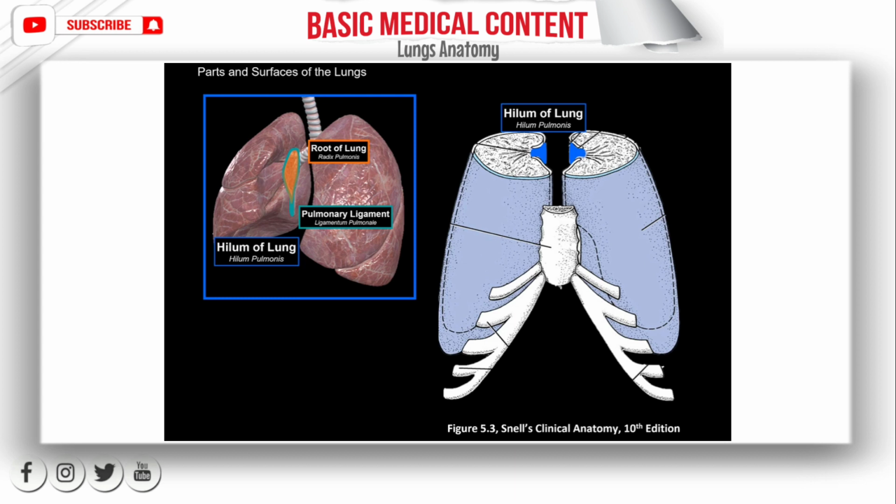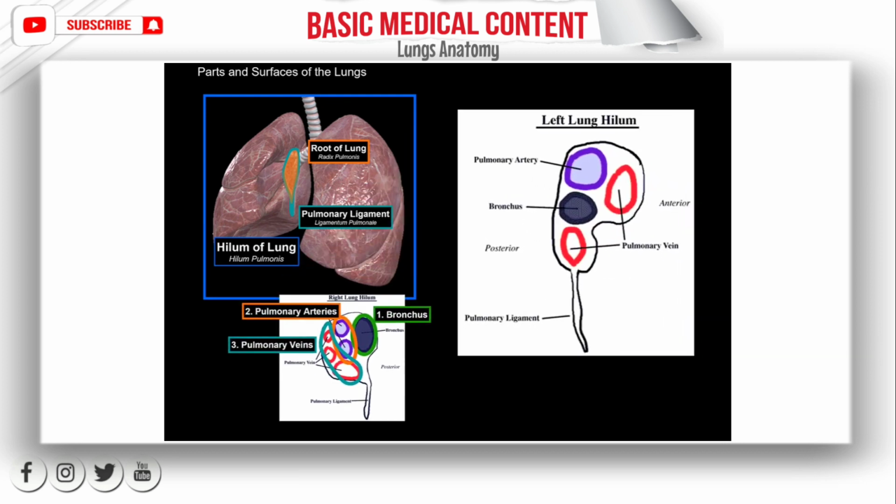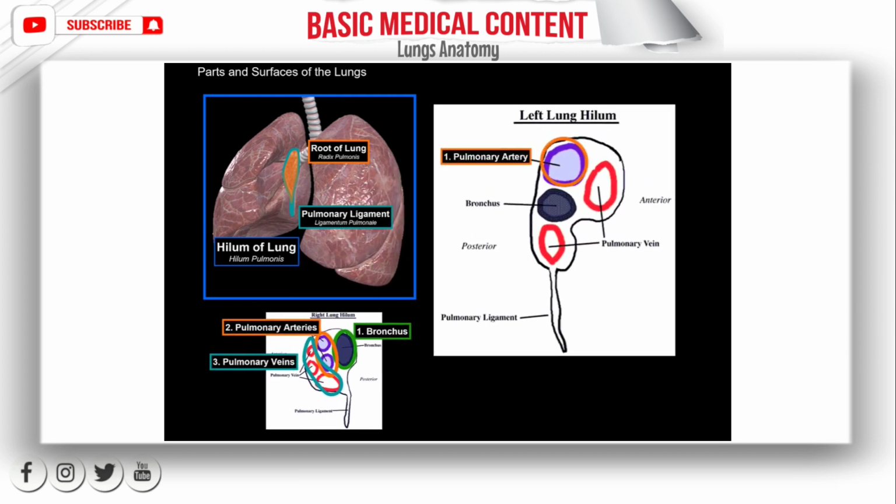There are actually special arrangements that make the right lung differ from the left lung. In the right lung, the highest structure which enters the lung is the bronchus. Below the bronchus is the pulmonary artery. Then there are the pulmonary veins. On the root of the left lung, the highest structure is going to be the pulmonary artery.